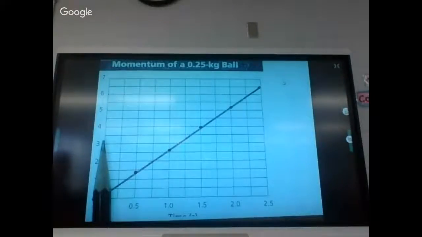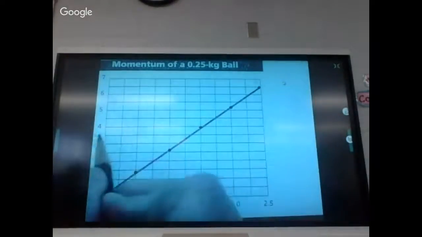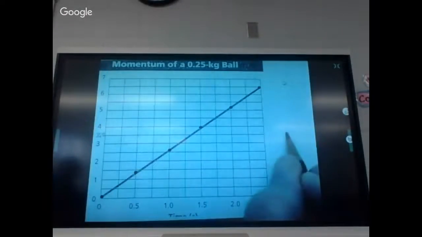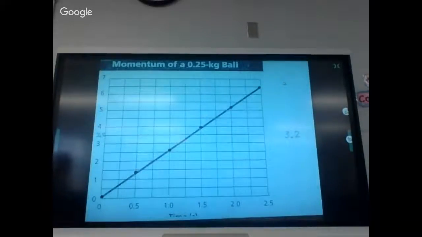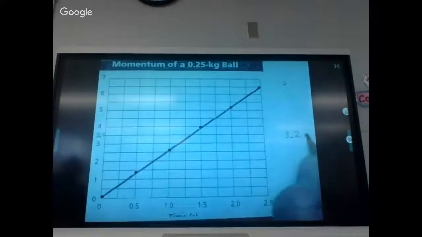If we're between 3 and 3.5, because this would be 3.5 here. 3.25, 3.5, 3.2. Okay, 3.2. All right, so our momentum will be 3.2.